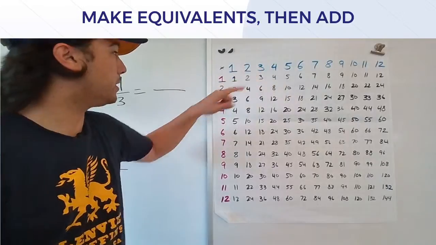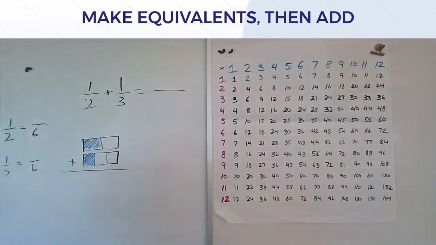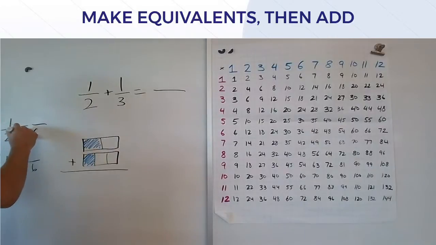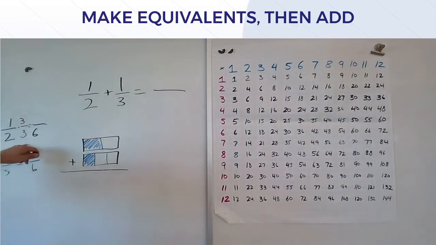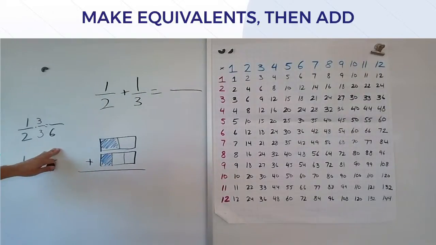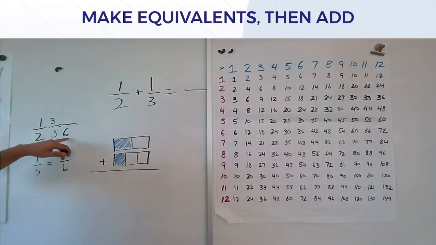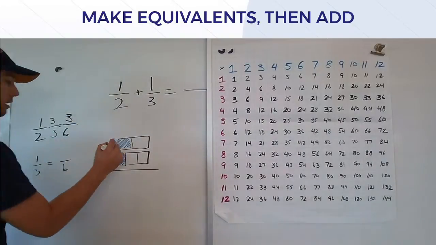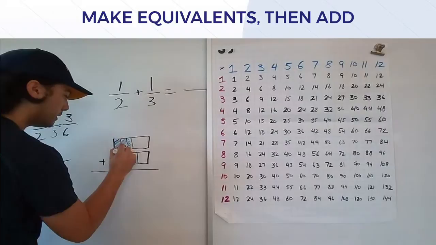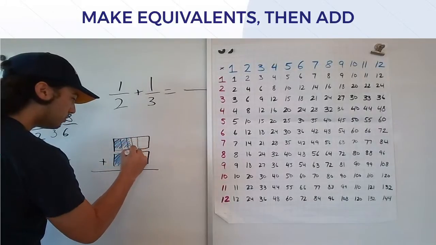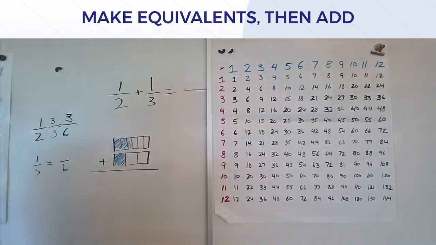So what I'm going to do is multiply this 1/2 by 3/3. Two times 3 is 6. I'll scoot this over just a little more. There we go. 2 times 3 is 6. 1 times 3 is 3. So I know if I cut each piece into thirds, I will have 6 pieces total. 3 of them are shaded in.